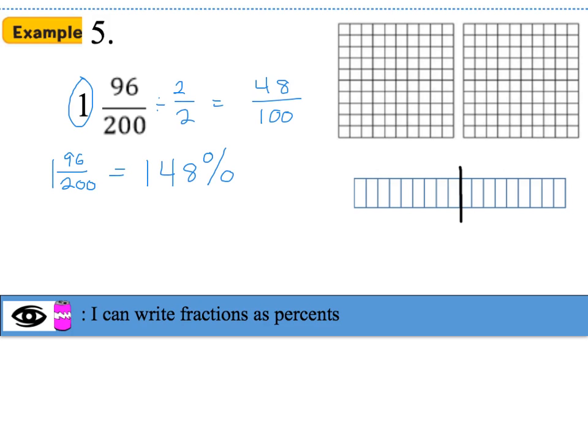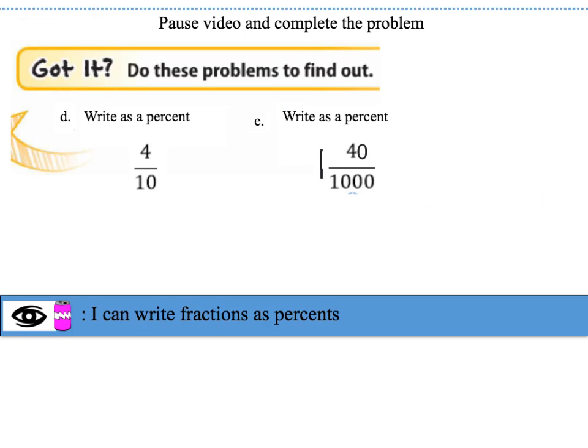So now let's take a look at what 148% would look like on the 10 by 10 grid. Notice we have two of them because I went over my 100% mark. So this is 100%, and this is what 148% looks like. So pause the video, complete the got it problems, and we will discuss the answers in class tomorrow. Notice I have two got it problems on this slide.